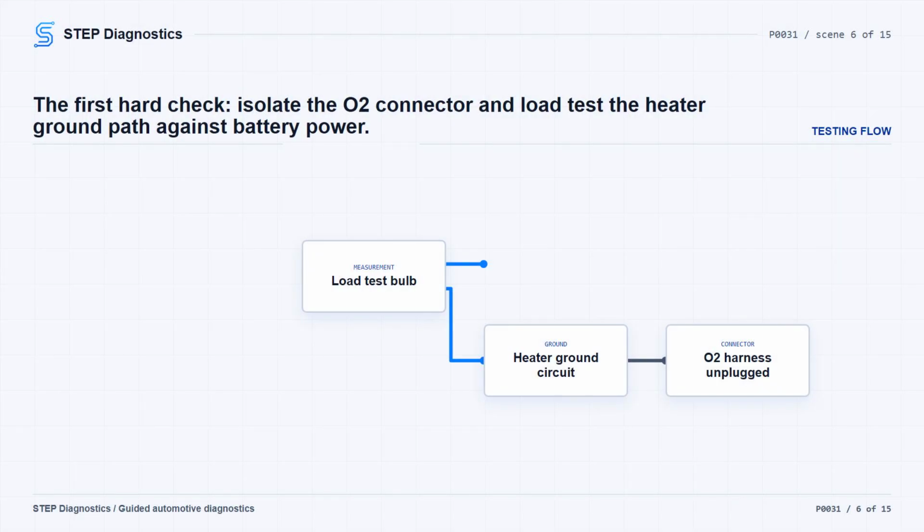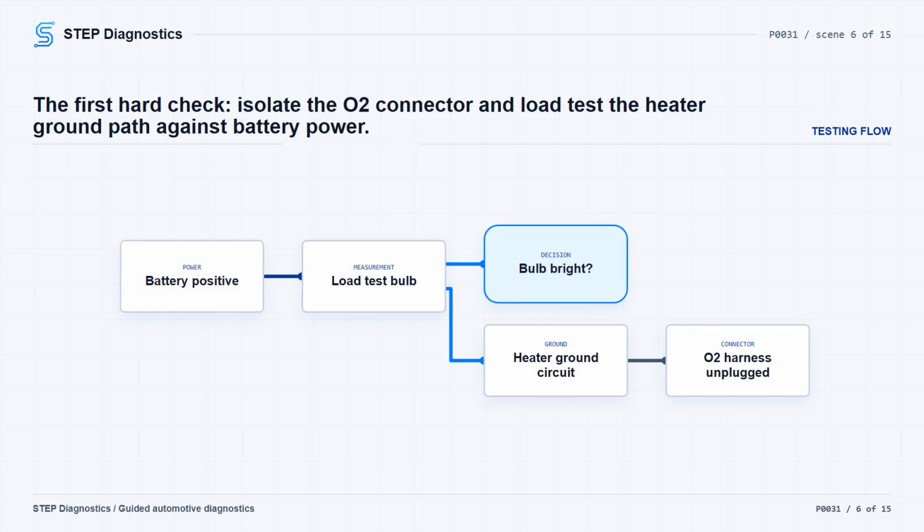The first hard circuit check is the O2 sensor heater ground side. Disconnect the O2 sensor harness connector so the circuit is isolated. Connect the positive lead of the load test tool to battery positive, and connect the negative lead to the ground circuit at the O2 sensor harness connector. Compare the bulb brightness to a direct battery connection. A bright bulb means the ground path can carry load, so move on. If the bulb is not illuminated and bright, repair the ground circuit for an open or high resistance, then verify the repair.